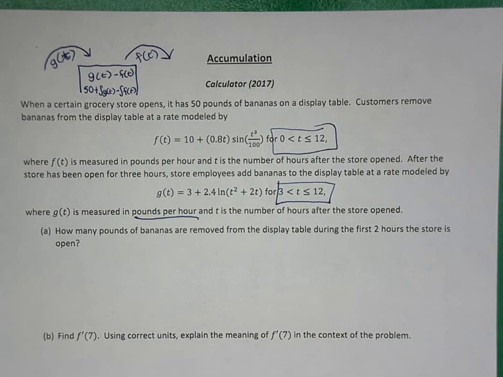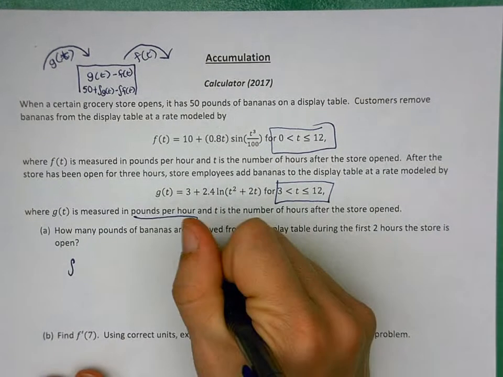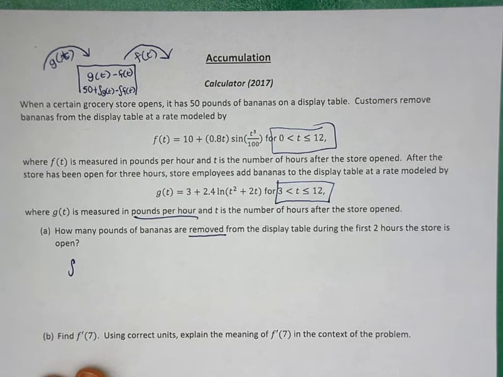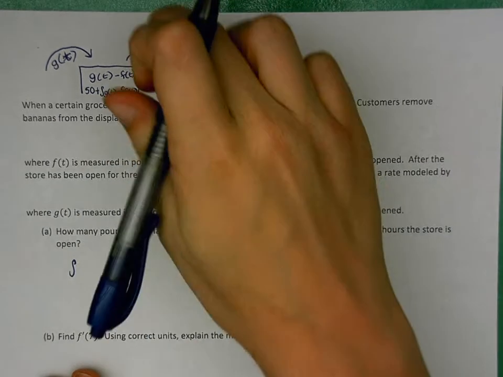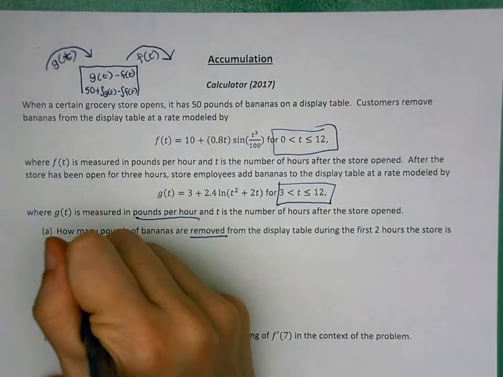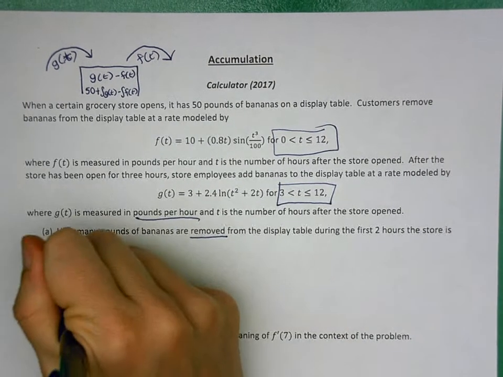Okay, A. How many pounds of bananas are removed from the display table during the first 2 hours the store is open? Okay, so how many? What's the total number? So total, again, is an integral. Bananas removed from, so what's going inside the integral? Well, removed from is just the F of t function. And it's just the first 2 hours, so we're talking 0 to 2.